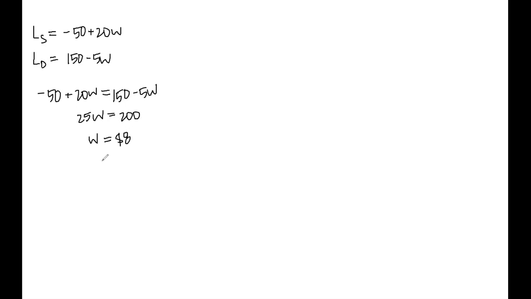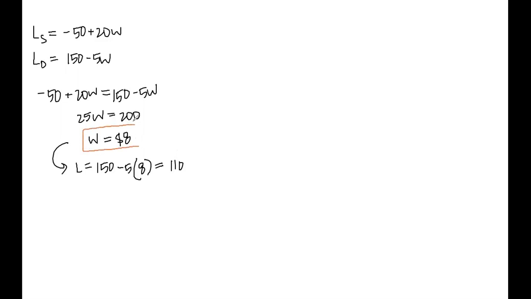And then as before, we can plug this back into either equation because we're in equilibrium, so labor supply equals labor demand. So I'm going to use the second one. So the equilibrium level of labor is 150 minus 5 times 8. So 150 minus 40 gets us to 110. So it asks for the equilibrium values, and then it says what is the size of the labor force and the unemployment rate.